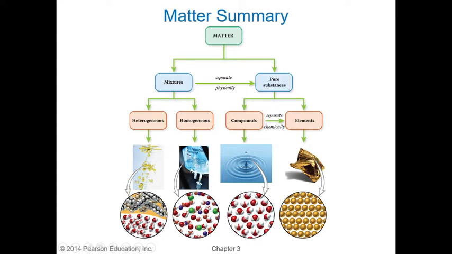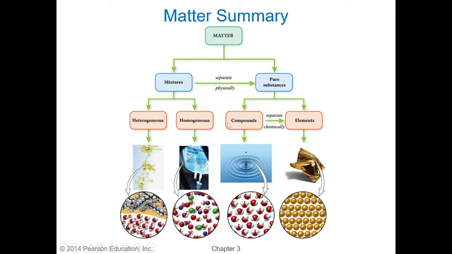As you can see here, salts are dissolved in your water, and you can no longer pinpoint which ones are the sodium chloride or the potassium chloride. So the properties are uniform all throughout the mixture. So that is homogeneous. In homogeneous, you have one phase.